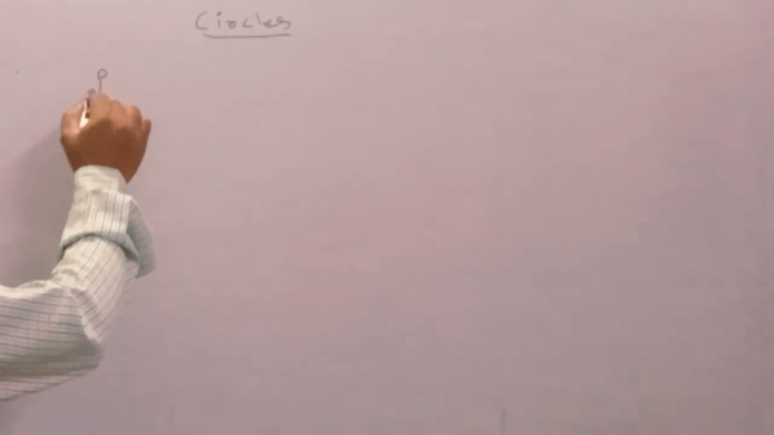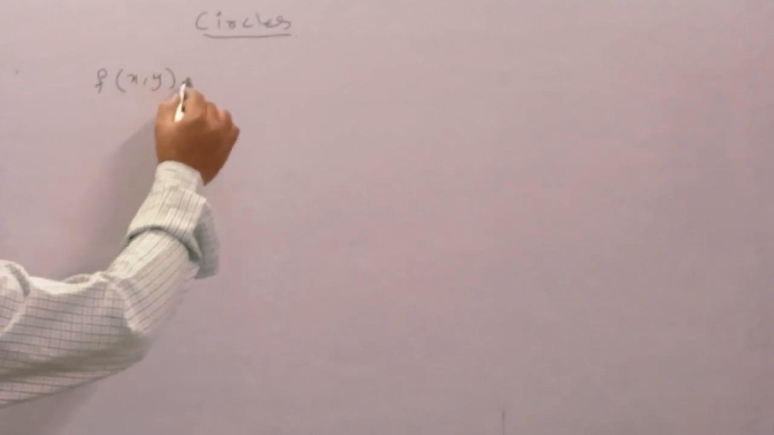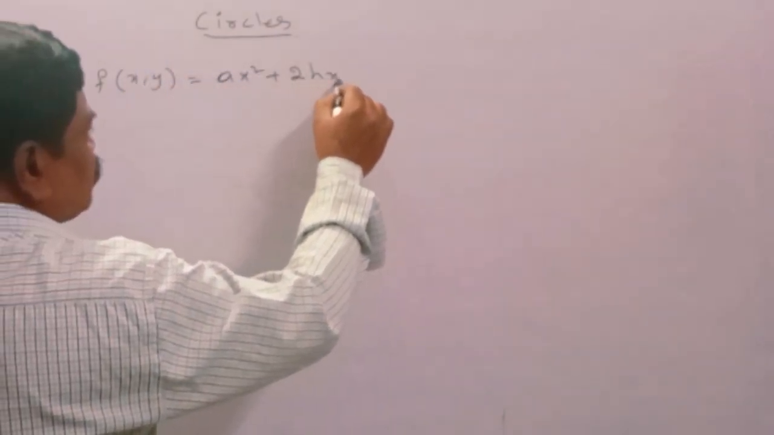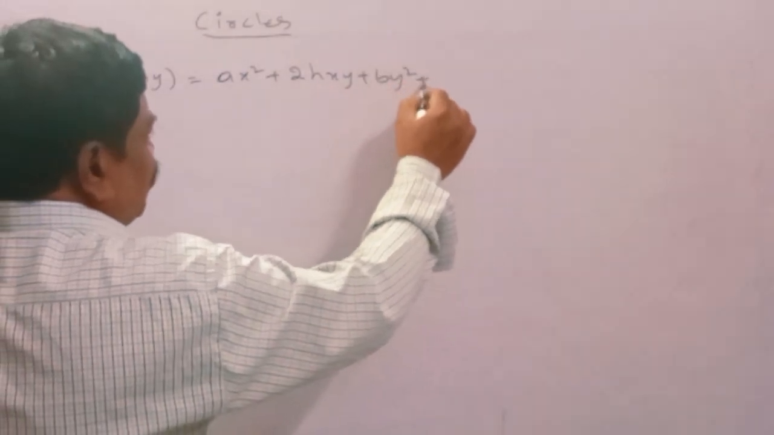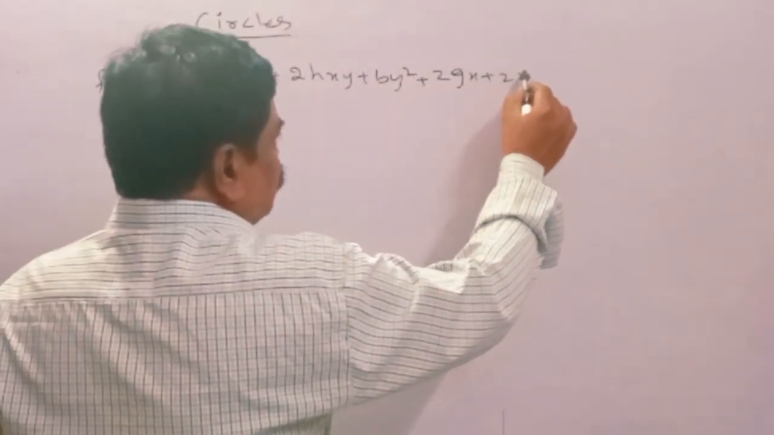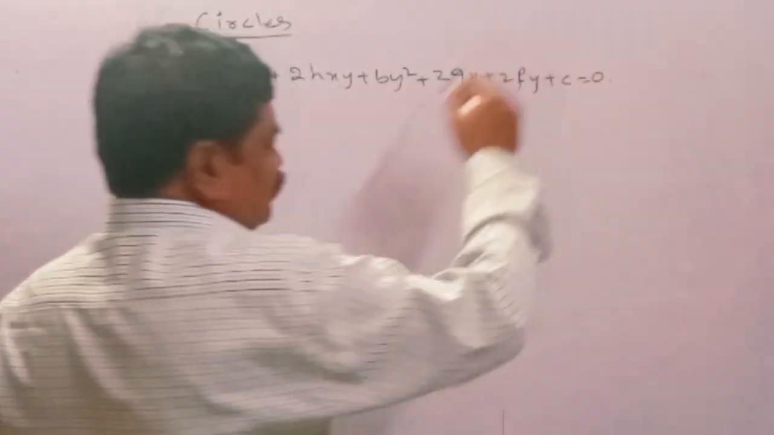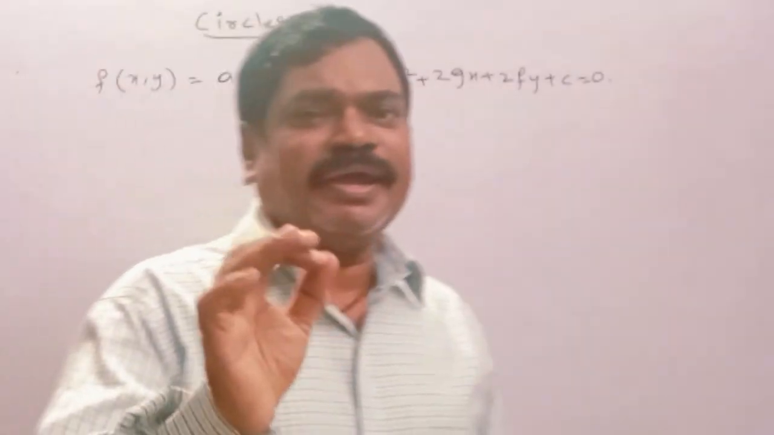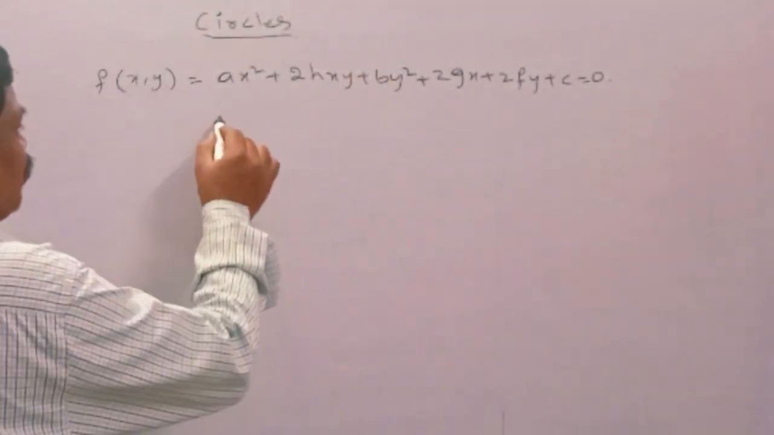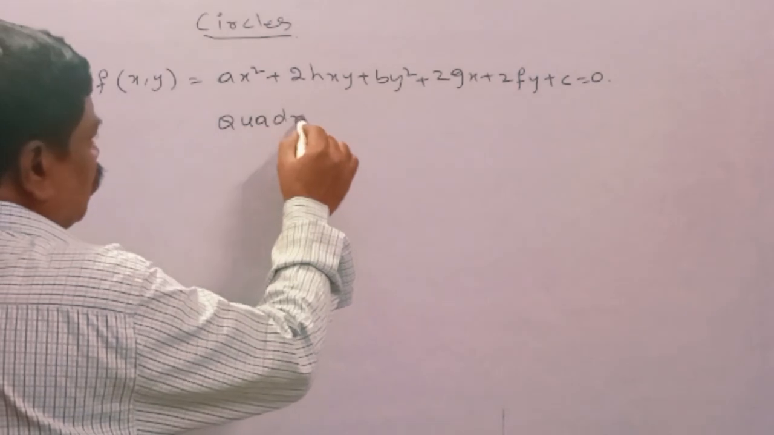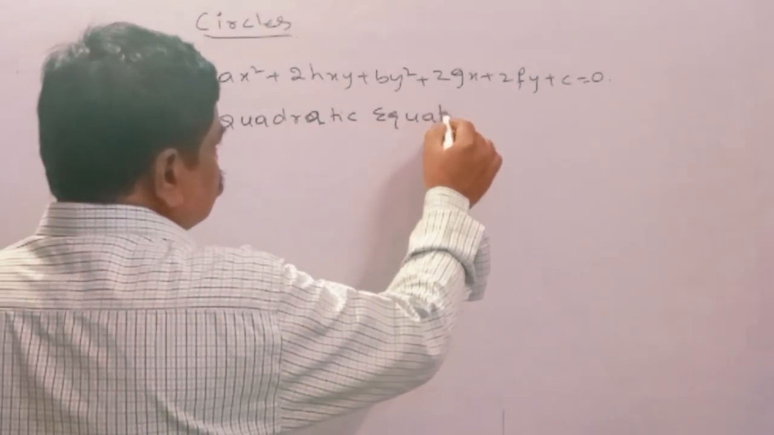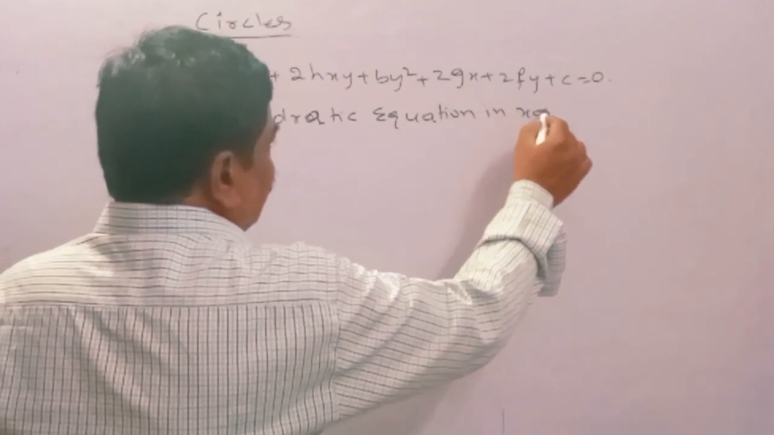Here, you see an equation in two variables x and y: ax square plus 2hxy plus by square plus 2gx plus 2fy plus c equal to 0. This is the quadratic equation in x and y. Quadratic equation in x and y.